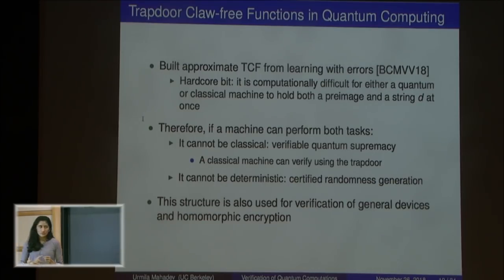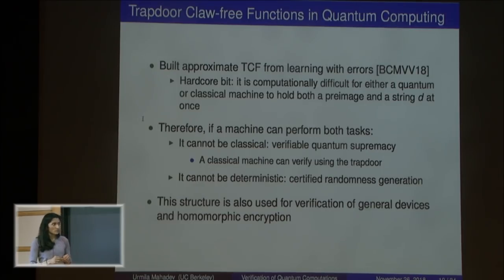And I'm also going to use this structure for verification of general devices, which I'll spend the rest of the talk on, and for something called homomorphic encryption. I won't cover that in this talk, but roughly homomorphic encryption is a protocol which allows a classical machine to delegate a computation to a quantum machine, and the quantum machine can run the computation, but it won't learn anything about the data while it's running it. So it's a blind delegation.